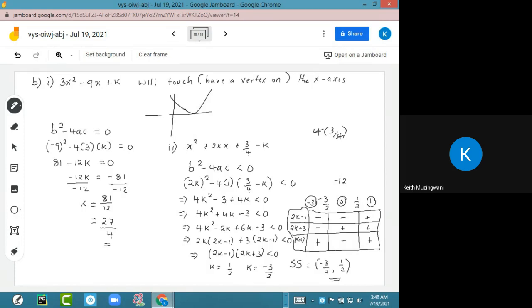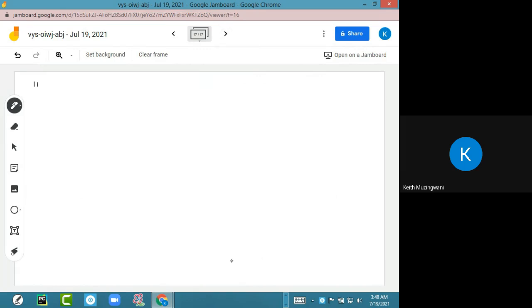Okay, let's go to the third one. 4x squared plus 4 root 2k x plus k plus 3 will intersect the x-axis in 2 real points.